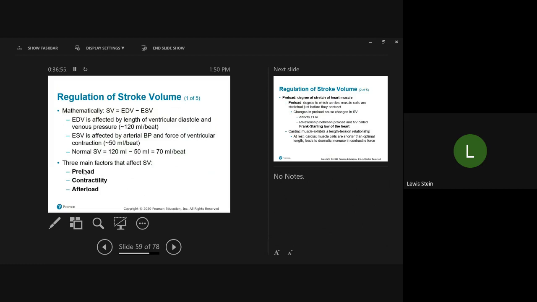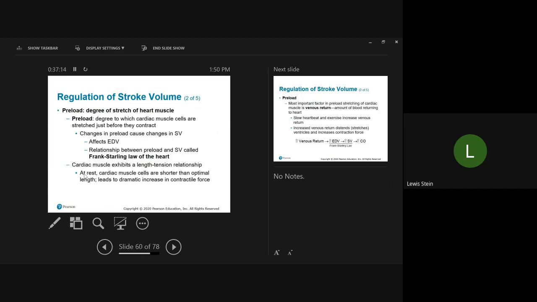So the big factors that affect it, preload: how full is the heart? How does it contract? What's left in it afterwards? The same thing. So end diastolic volume, how well it contracts, and what's the volume left after systole. And so things that play a role, pre-stretch. This is a really important law. It's called Frank Starling's law, okay? And it's the whole story.